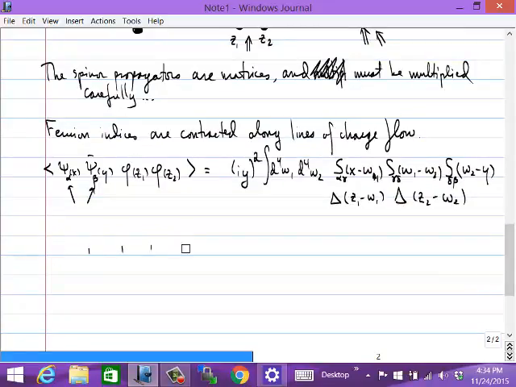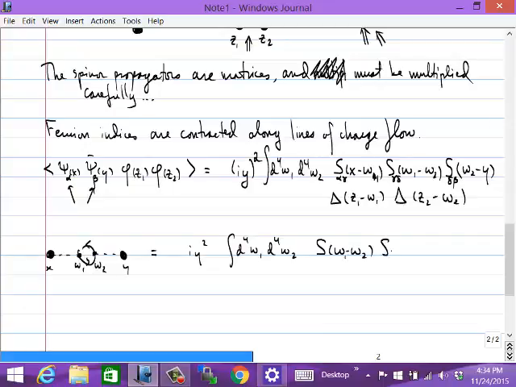So for example, let's say that you had something like this. Let's say you were computing the scalar field 2-point function. This would be proportional to an iY squared. You would have to integrate dw1, dw2, where let's say that's at x, that's at y, this is w1, w2. You would have to integrate over w1, w2, and you would get a propagator from w1 to w2, and another propagator from w1 to w2.